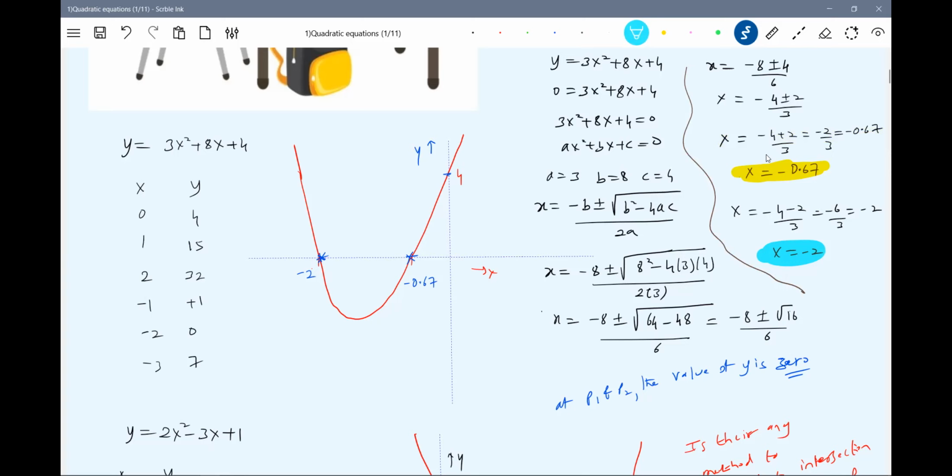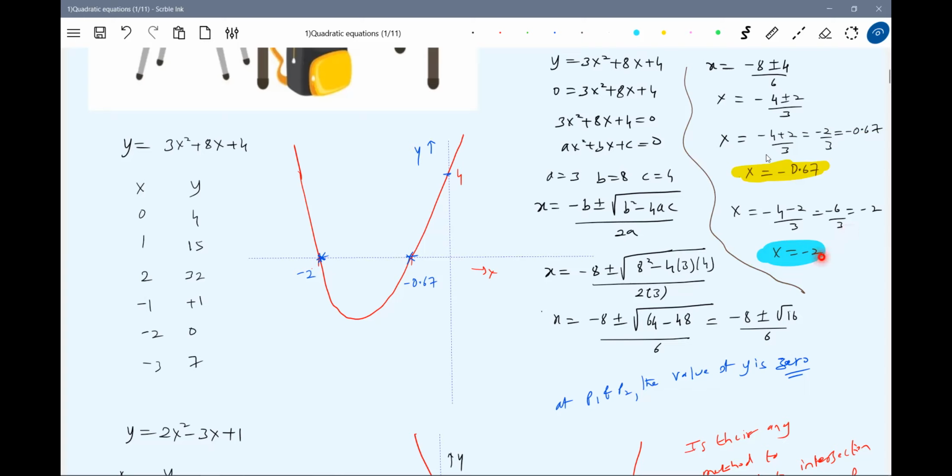I'll give the description of all these things. What do you mean by roots? Earlier I called them intersection points, now I'll call them roots. It has two roots and the two roots are negative. What does it mean? The curve is going to intersect the x-axis at 2 points, minus 0.67 and minus 2. I'm going to call them roots now.